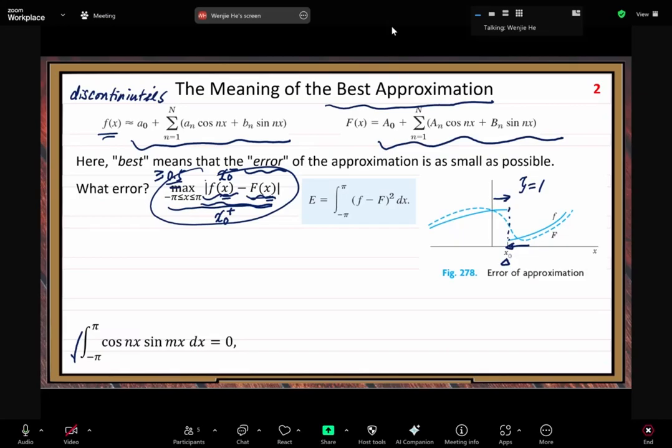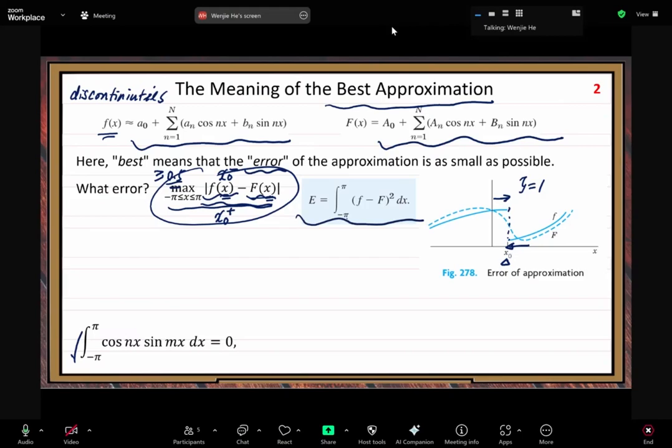We have to choose a different definition such that we can make our error as small as possible. If we want to make it smaller than 0.1, we can make it. If we want to make it smaller than 0.00001, we can get it. That's a good definition of error, right? So the second one is the better one.